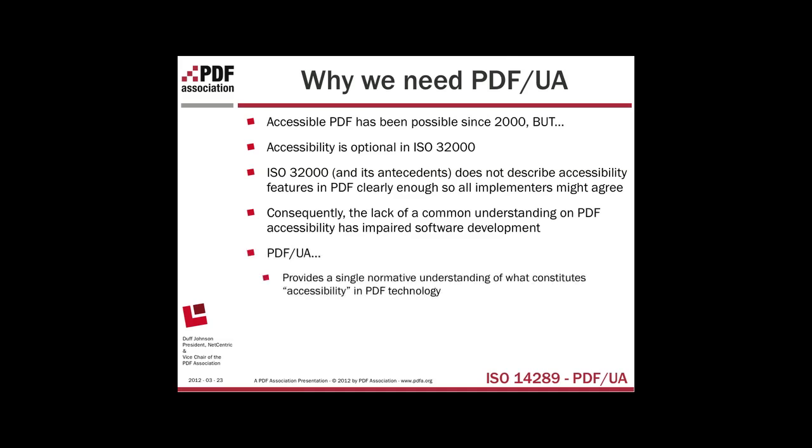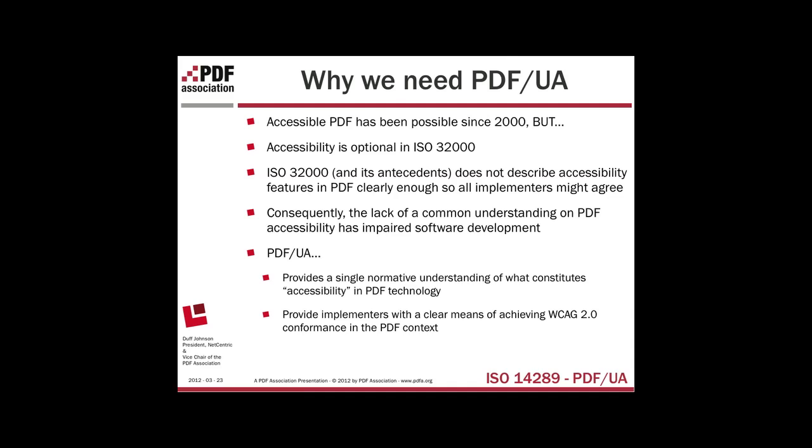So PDF/UA, first of all, provides a single normative understanding of what constitutes accessibility in PDF. It removes much of the confusion surrounding the question of whether or not you read the content order or whether or not you go look at the tags instead, something that's relatively ambiguous in ISO 32000 Part 1. PDF/UA also provides implementers with a clear means, and there's some controversy about this, but I would suggest to you, there's a clear means of achieving WCAG 2.0 conformance in a PDF context when you're using PDF/UA.